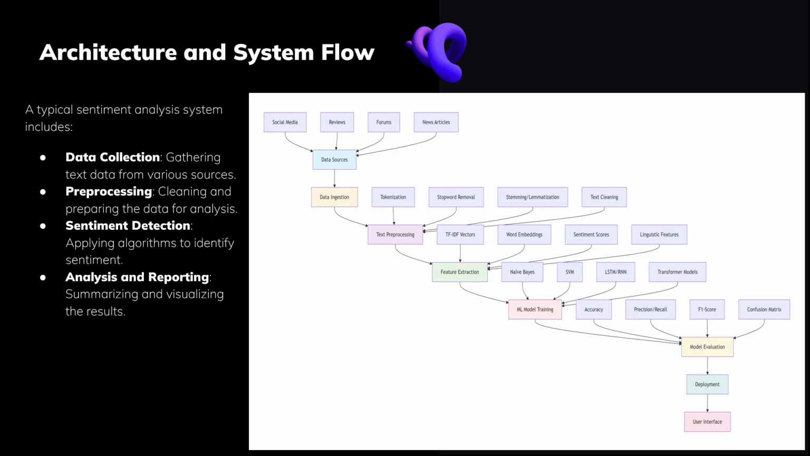So coming to the architecture and system flow. How does a sentiment analysis system actually work? Let's break it down step by step. First, data is collected from sources like Twitter or product reviews. Next, the text is pre-processed. This means removing punctuation, correcting spellings, and breaking sentences into words. Then, features like word frequency and emotional tone are extracted. Finally, a machine learning model classifies the sentiment. It's like a factory line where raw text goes in and actionable insights come out.